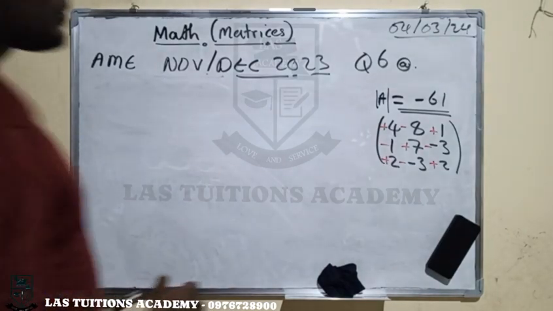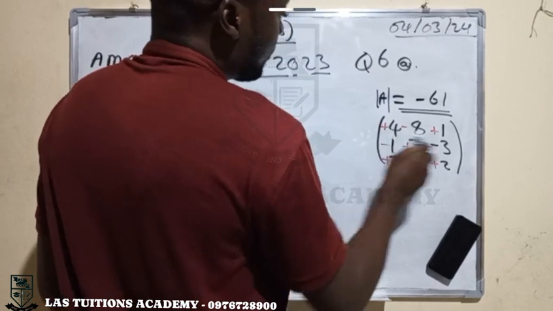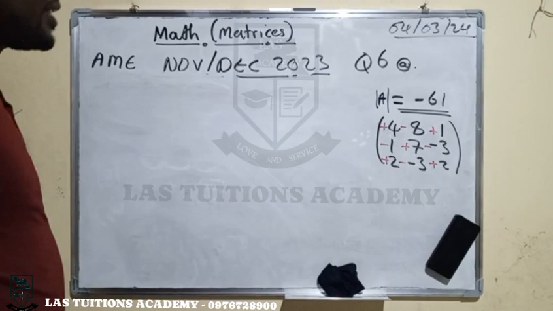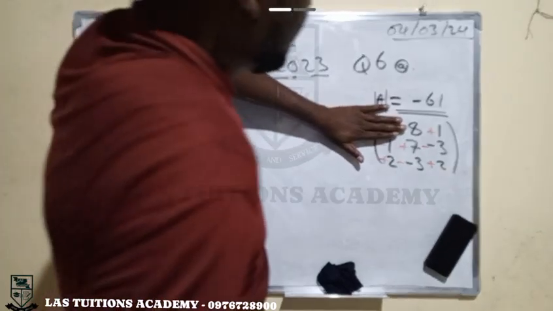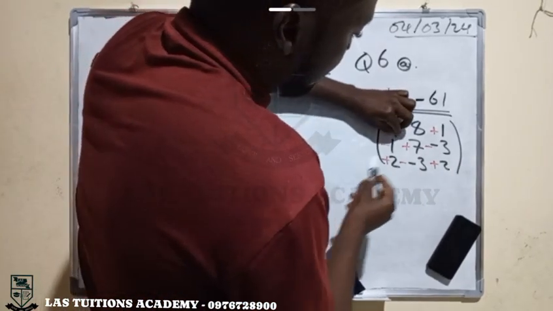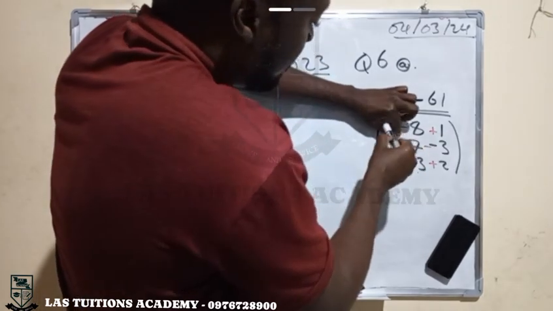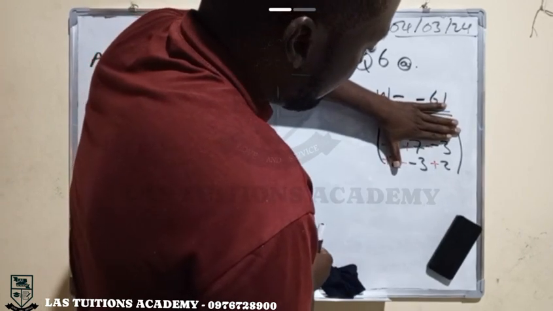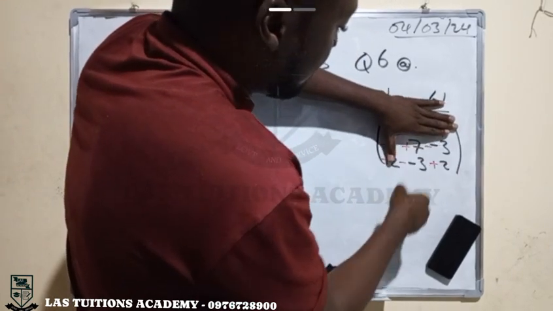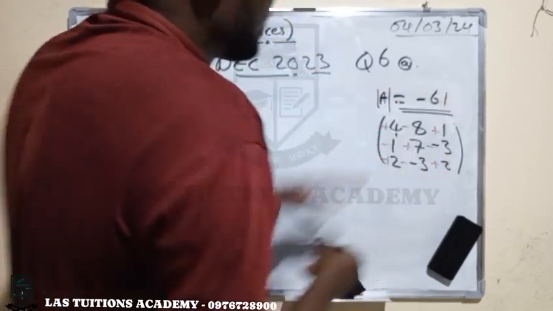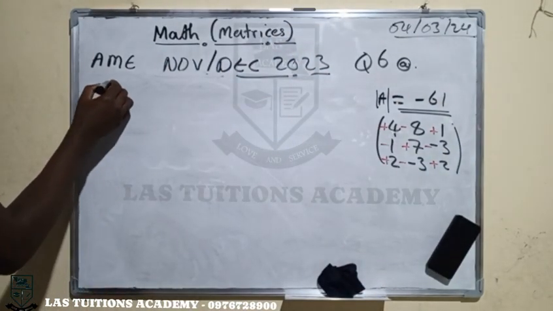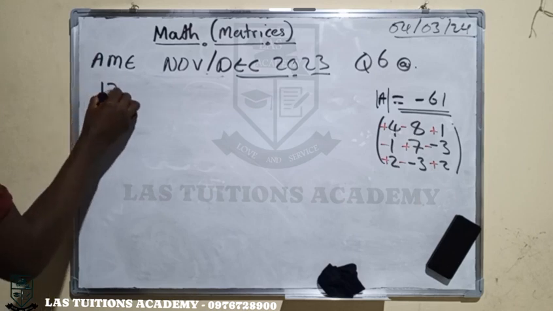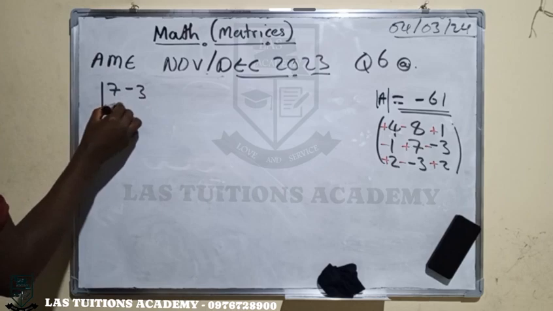This time around we are going to lock each and every number here. When we lock this 4 here, it means we have locked this row and this column. So we are remaining with this. We are going to form a very big matrix, which is the matrix of our determinants. So I have 7, -3, -3, 2.